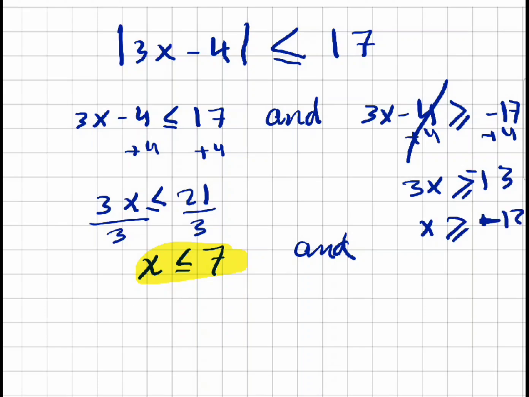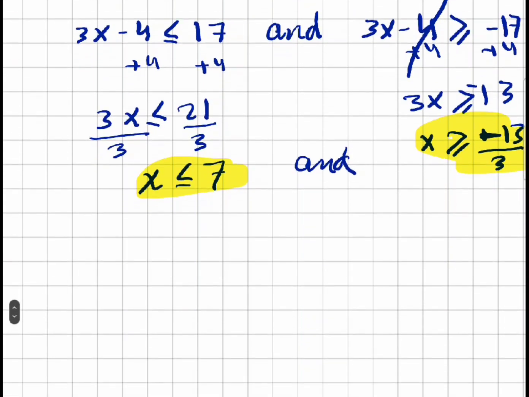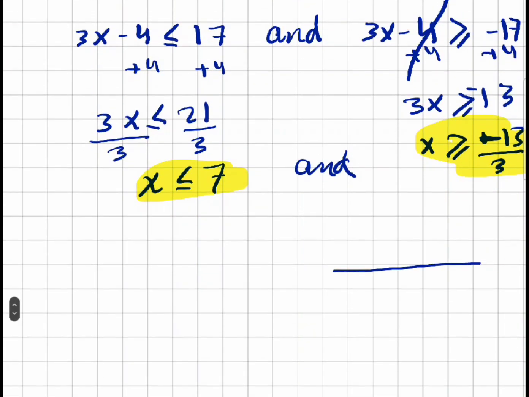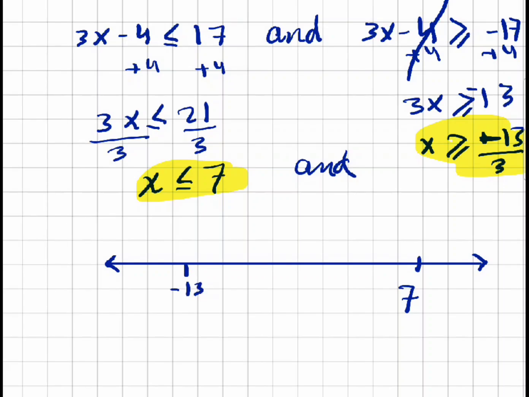Now let's go ahead and plot what we have. So let's draw a number line. 7 is going to be on the right side. Negative 13 over 3, that's somewhere to the left. Negative 12 over 3 is negative 4. Negative 13 over 3, that's like negative 4.33.